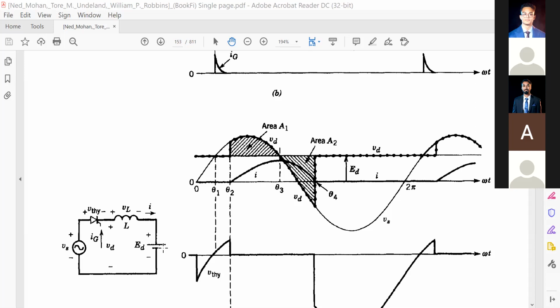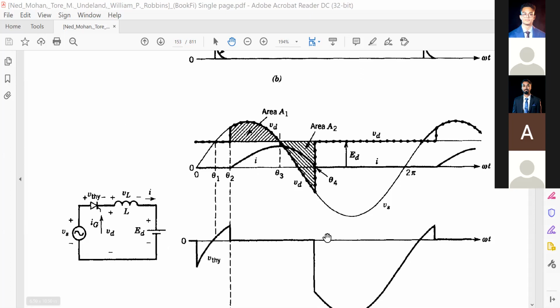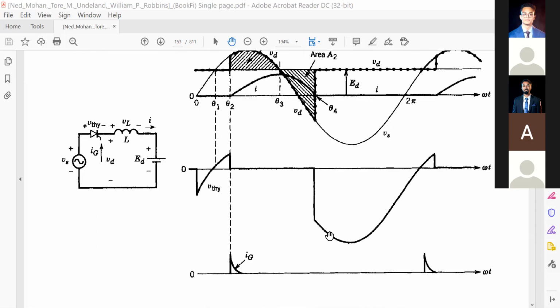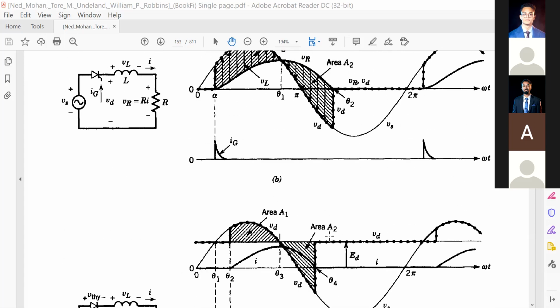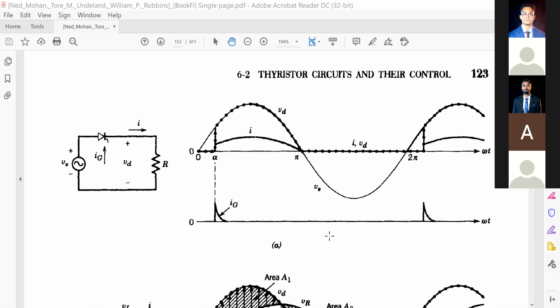If your alpha is greater than 90 degrees, then you will see that for a highly inductive load, you will get negative voltage. There, the output voltage will have a negative component that will be greater than the positive component. We'll study this one, inshallah. Okay, let us try to understand the basic circuits.